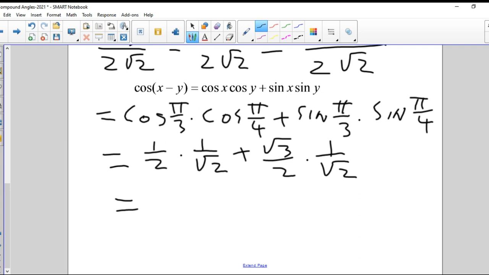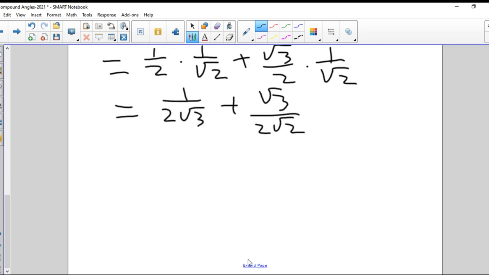So that is equal to 1 times 1 is 1 over 2 root 2, and root 3 over 2 root 2. So it looks like this works out to be 1 plus root 3 over 2 root 2.